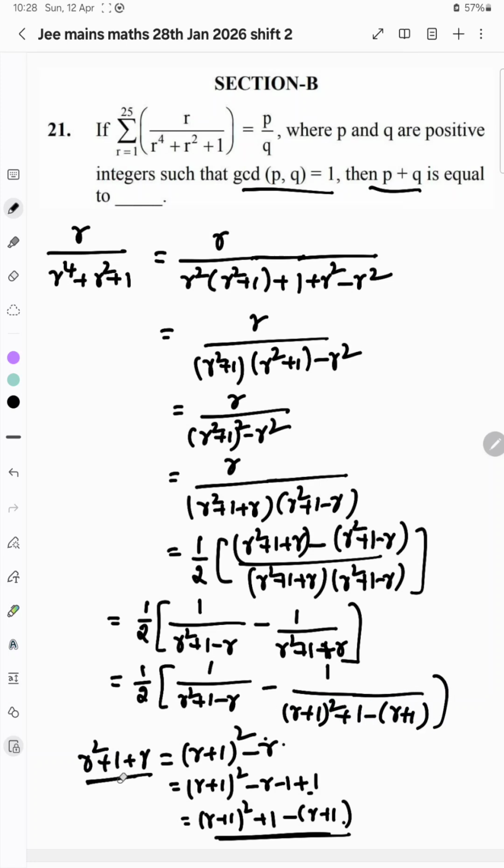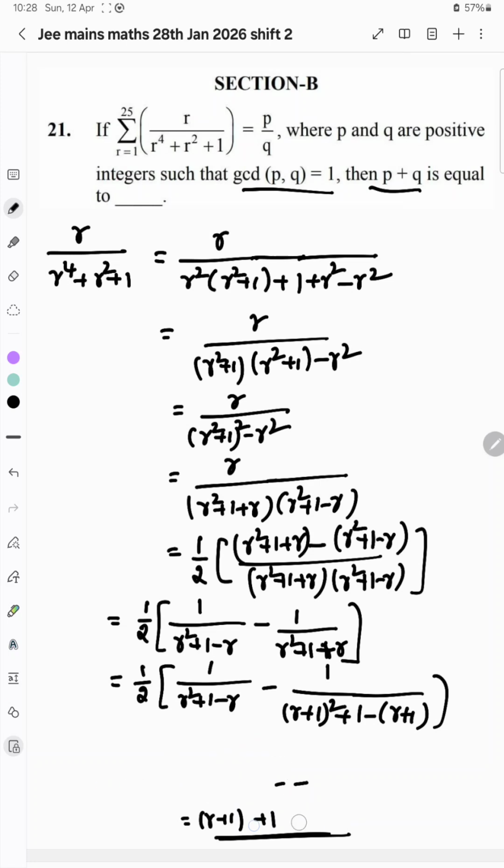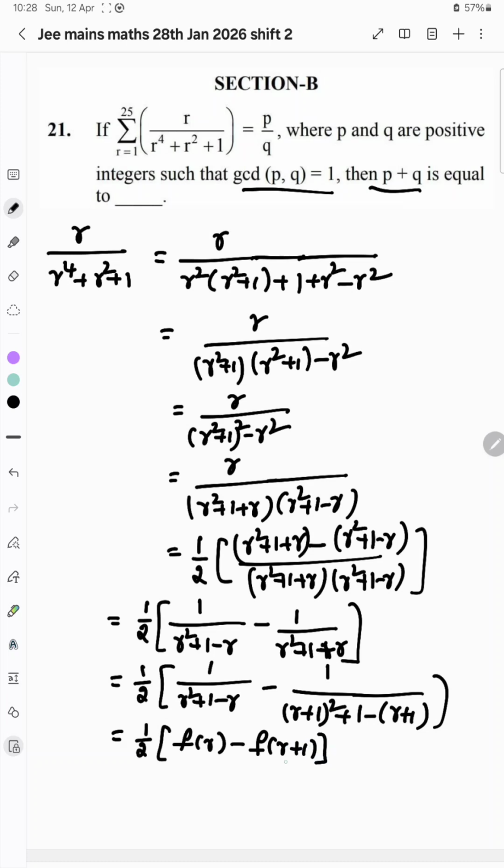Okay, now why we wrote it like this means to form a proper pattern. See, when you take f of r, clearly every place of r plus 1 will become f of r plus 1. So 1 by 2 times of, let us take f of r, a function in r, minus definitely the function in r plus 1. Every place of r is r plus 1, right?